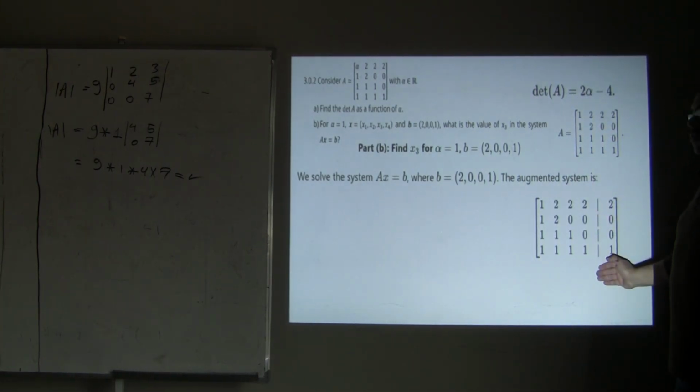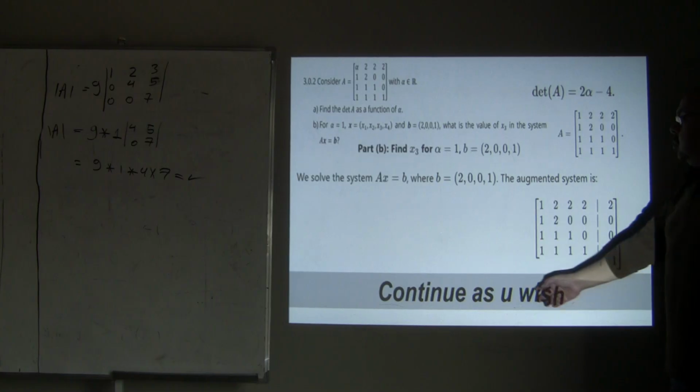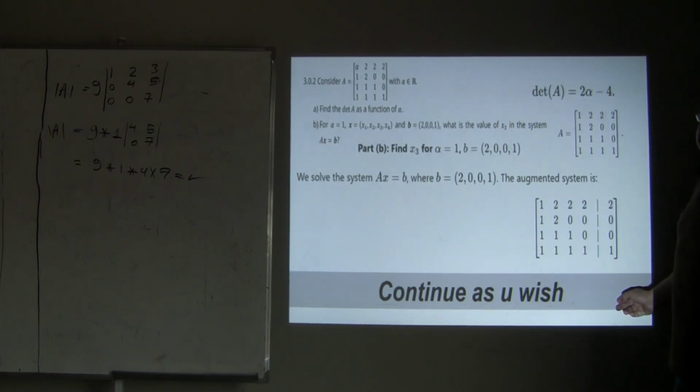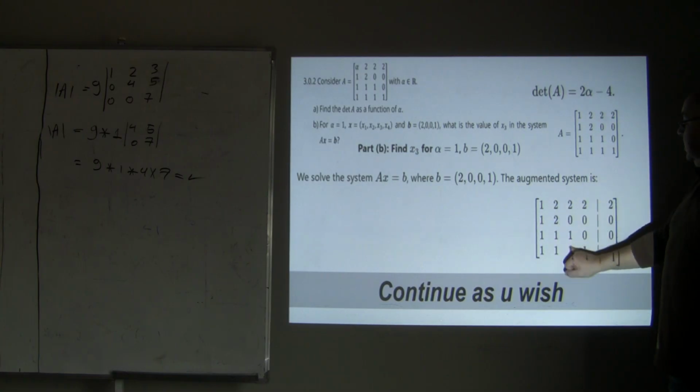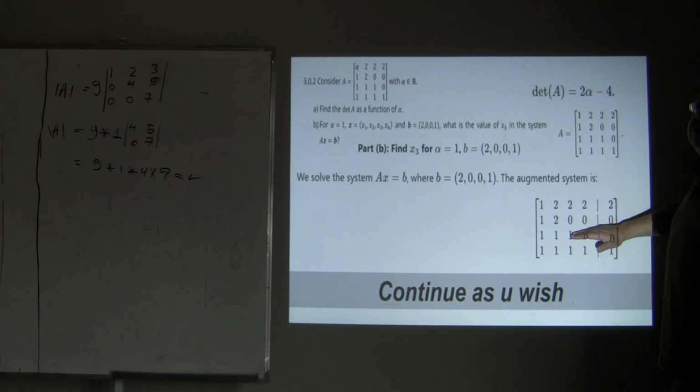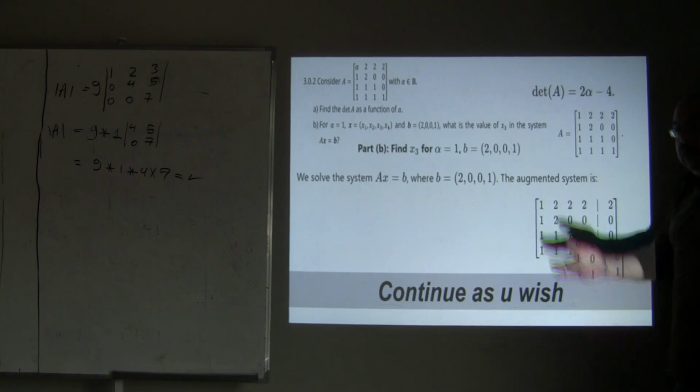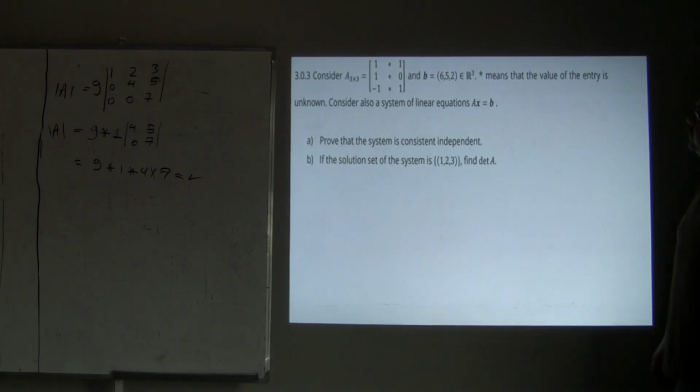So that's the result of the augmented matrix. I can continue as you wish. I can continue this matrix by evaluating the value of x3. This is x3. So all I have to do is to evaluate the value of the main determinant, which is going to be negative 2, and then replace the elements of this column by 2, 0, 0, 1. Evaluate the value and divide them on each other. Or use the Gauss elimination method to continue. Or whatever you want, okay?